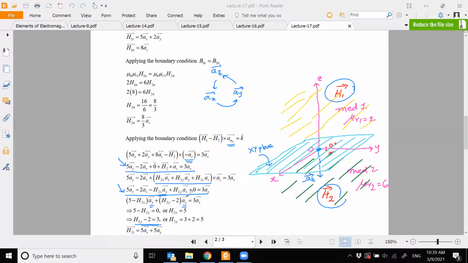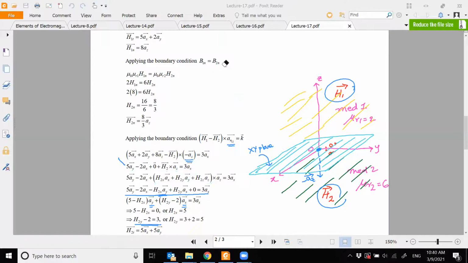Then what about equating the AY component? Here nothing is there. So therefore, 5 minus H2X should be equal to 0. So H2X is equal to 5, and H2Y is 3 plus 2, which is equal to 5. So my tangential component is 5AX plus 5AY.